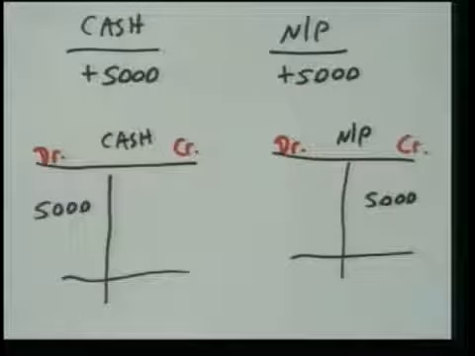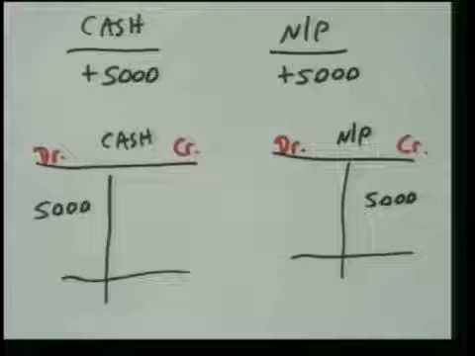Where your brain is probably going is saying, okay, you've told us that cash increases are on the debit side, and for notes payable, increases are on the credit side. How do we know which side we do it on for an account? Okay, but notes payable is increasing. Okay, now that goes to the PowerPoint.